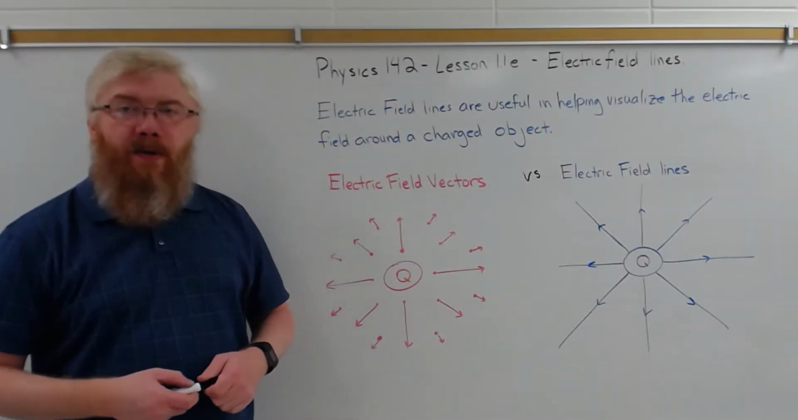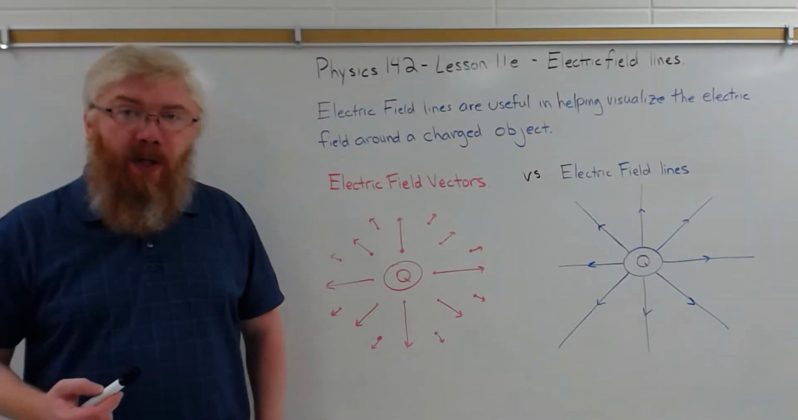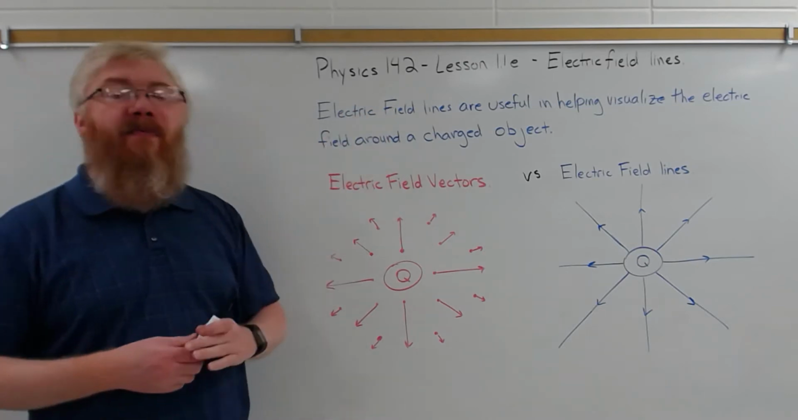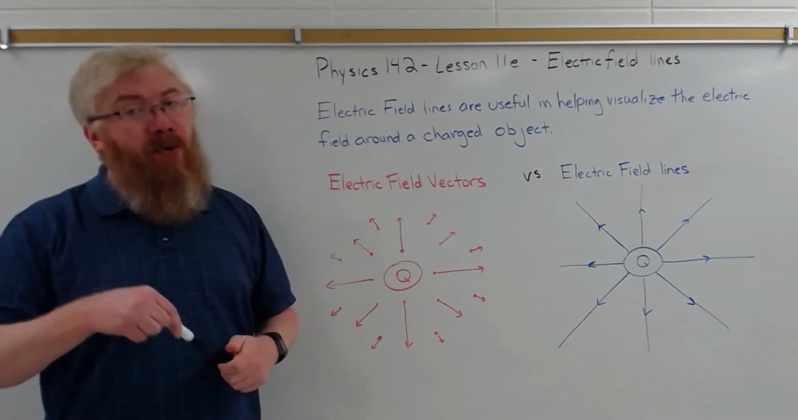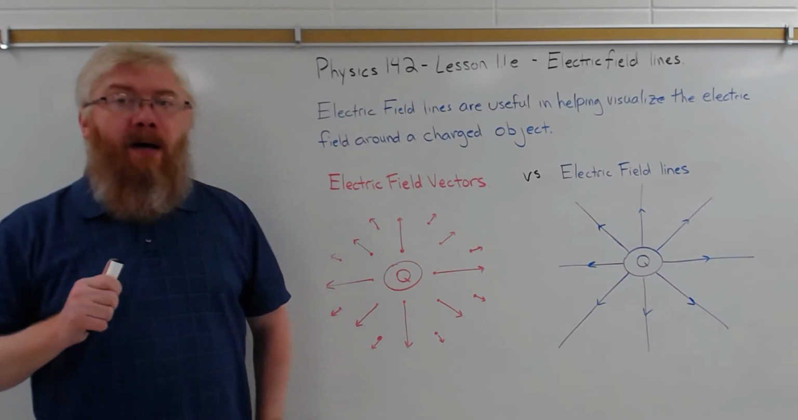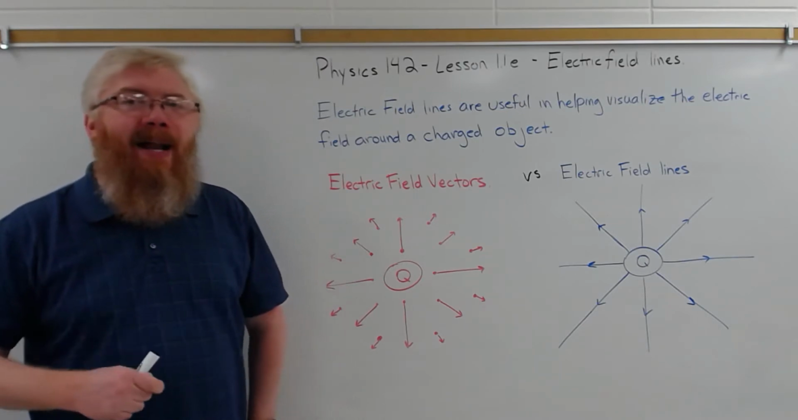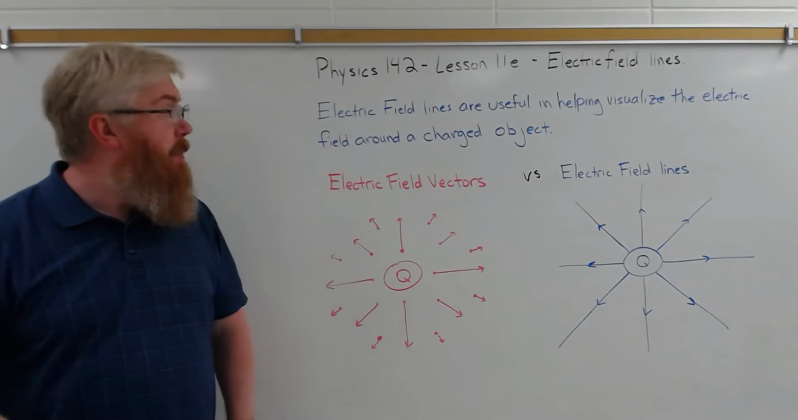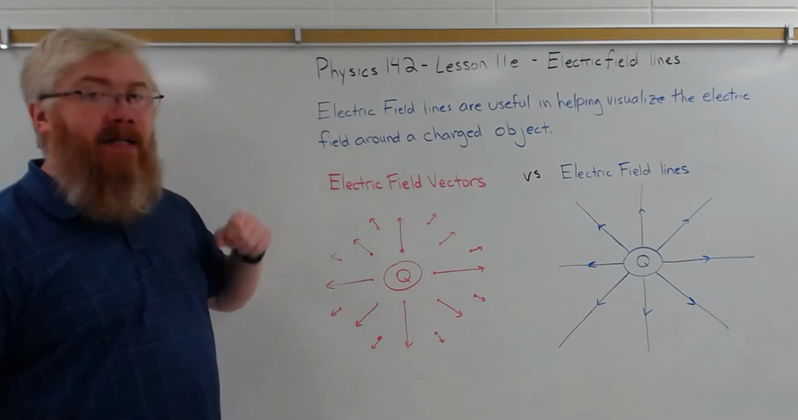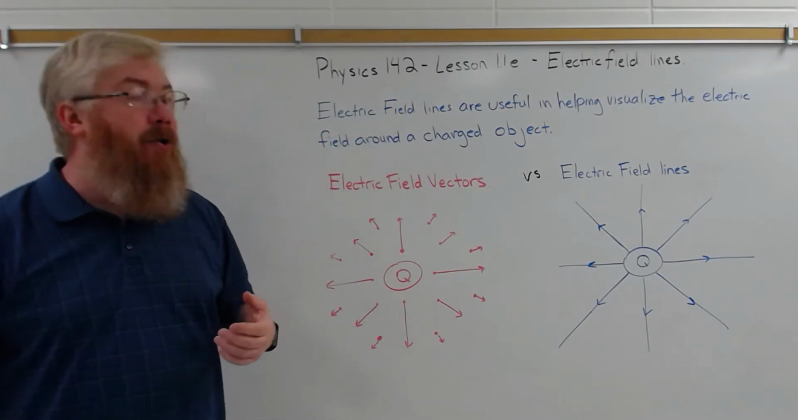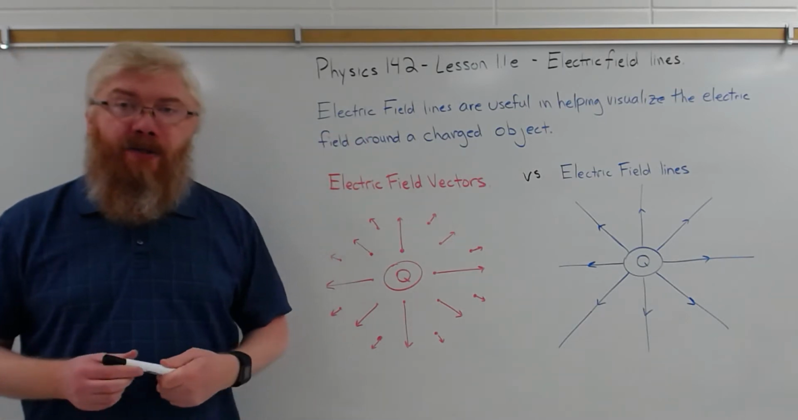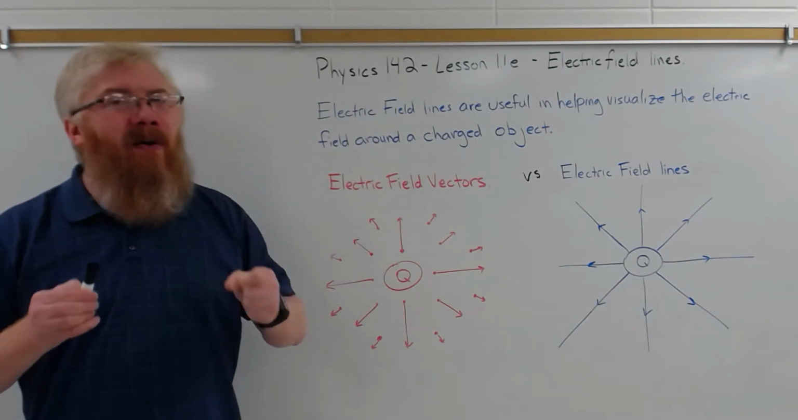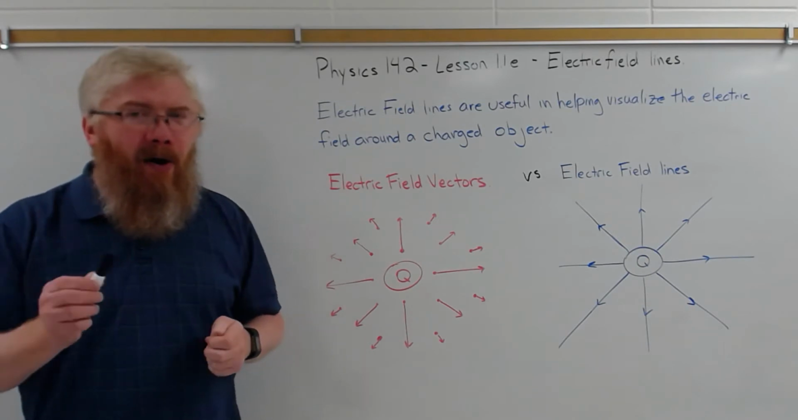The electric field can be difficult to visualize. We introduced the concept of electric field lines, or electric field vectors, I should say, in the previous lecture. However, that's usually not how they're represented visually. So electric field lines, which will be introduced in this lecture, are a useful way of visualizing the electric field around an object. The two are very similar, but there are differences.